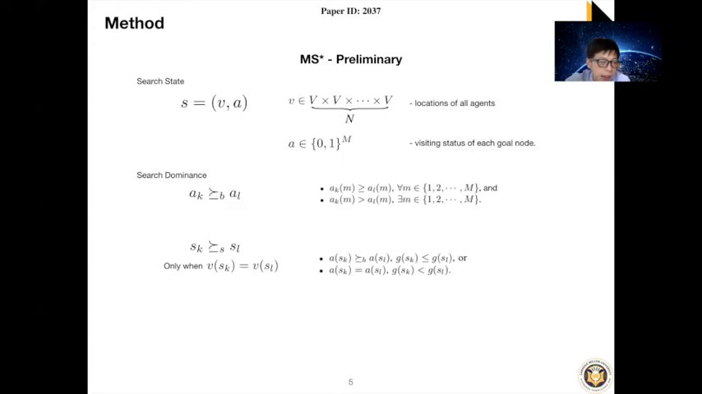With that in hand, we can now introduce dominance between two states, s_k and s_l, that share the same joint vertex. Basically, given two states s_k and s_l, we compare the set of goal nodes visited in both states, as well as the g values of the states. If one state s_k outperforms the other state s_l, then we say s_k dominates s_l, and s_l can be pruned.